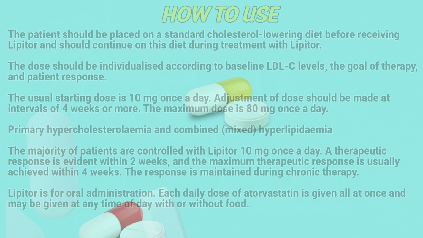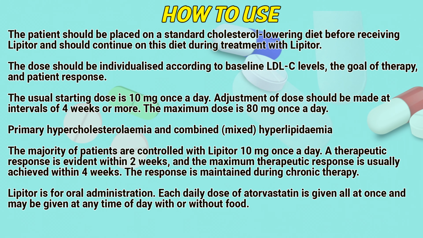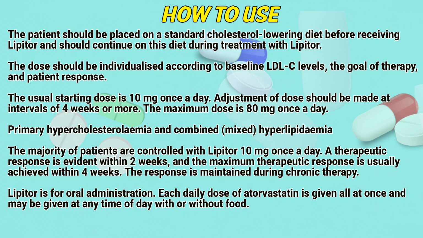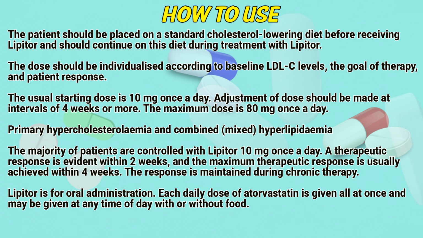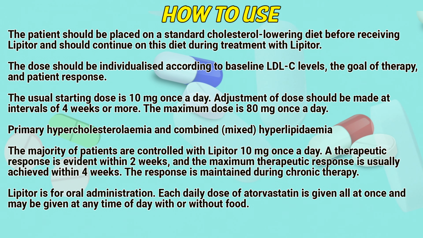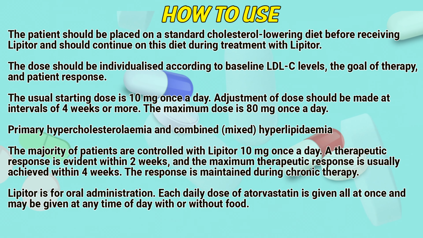How to use? The patient should be placed on a standard cholesterol-lowering diet before receiving Lipitor and should continue on this diet during treatment with Lipitor. The dose should be individualized according to baseline LDL-C level, the goal of therapy, and patient response. The usual starting dose is 10 mg once a day. Adjustment of dose should be made at intervals of 4 weeks or more. The maximum dose is 80 mg once a day.